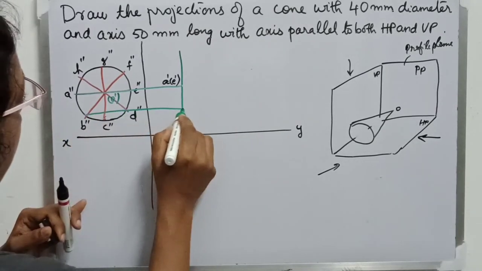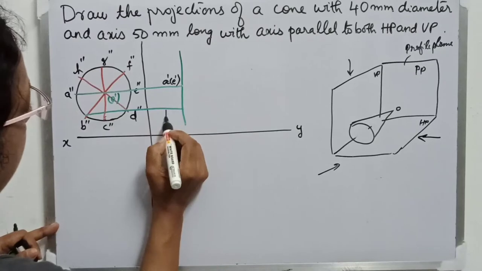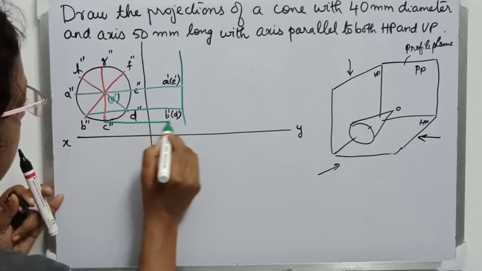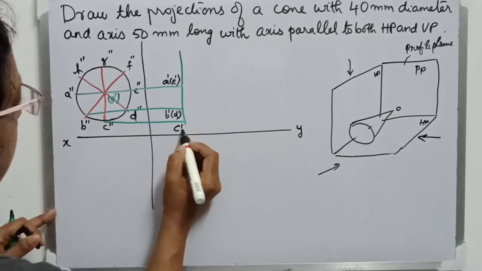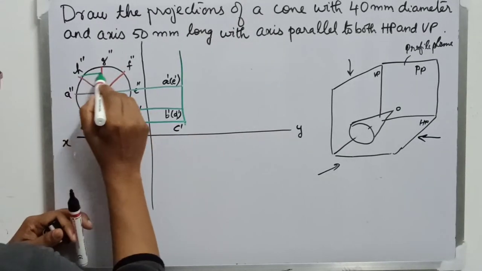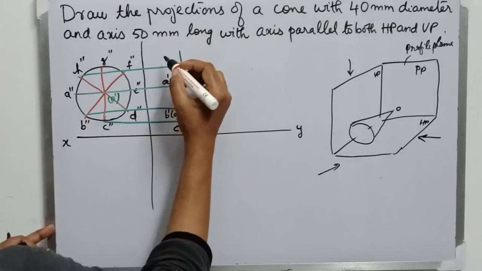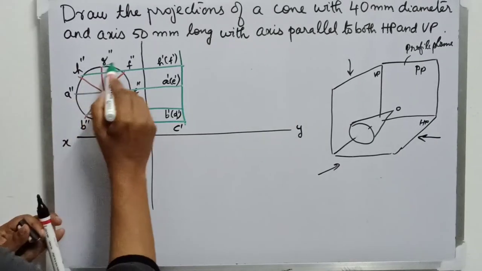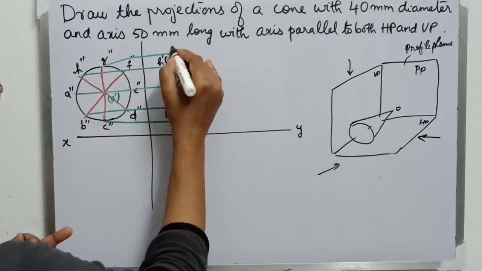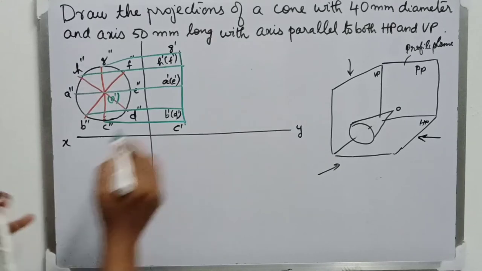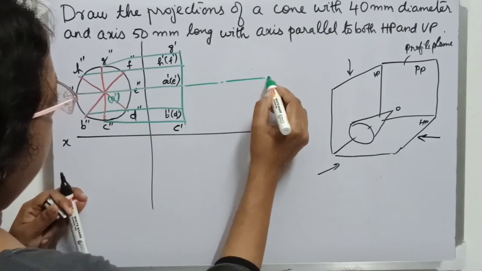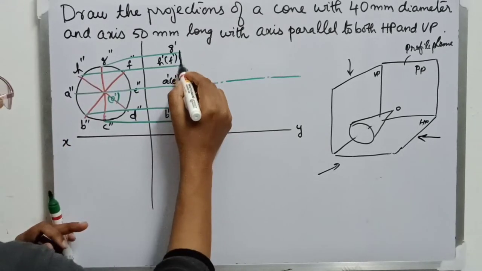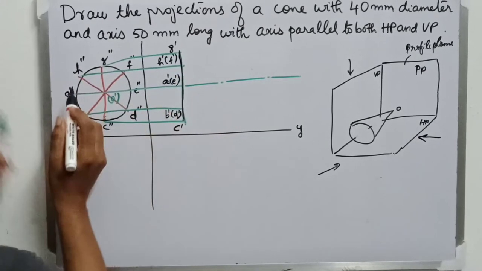Now I'm transferring point B dashed and D dashed. Next we'll project from C double dashed. That will be C dashed. And project from H double dashed and F double dashed. H dashed will be seen and F dashed will be hidden. Then projecting from G double dashed to get G dashed. Now we know on the middle line lies this apex, and so I'm drawing this edge dark.